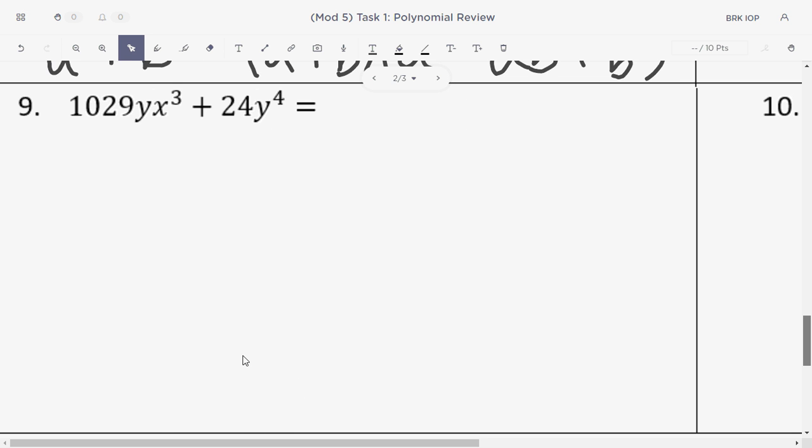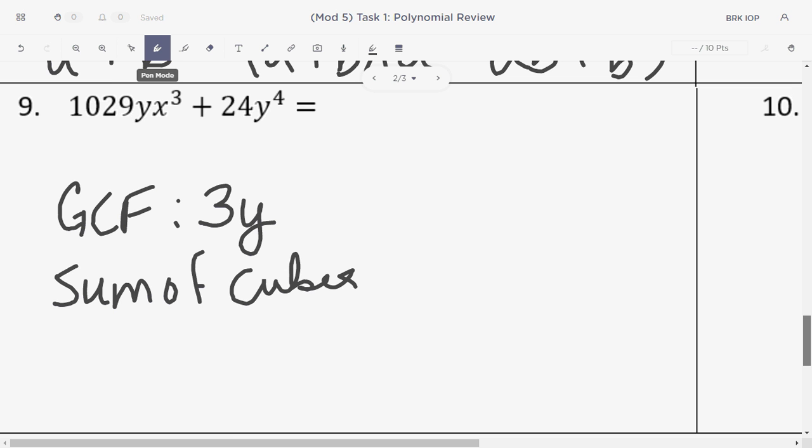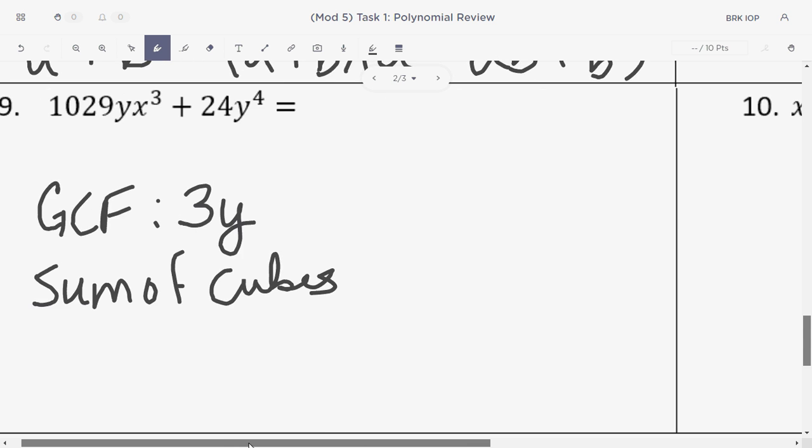All right. On number 9, we're going to do the GCF. So on this one, the GCF is going to be... 2 does not go, 3 does. The GCF is going to be 3 and y, 3y. And then what you're going to be left with is going to be sum of cubes. Okay. And then pause it if you need to.